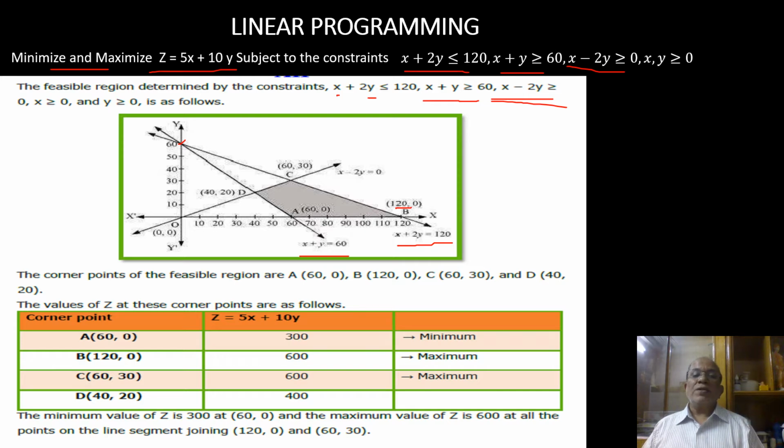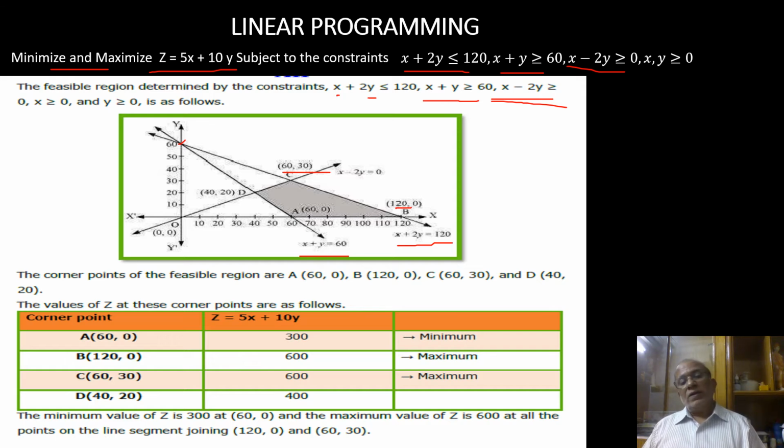As we put x equal to 40, we'll get y equal to 20, right? So this is the point from which it is passing. If we put x equal to 60, we'll get y equal to 30. So from this point also it is passing.